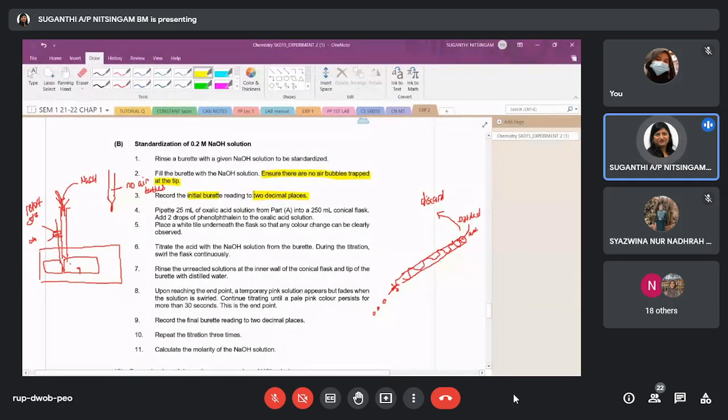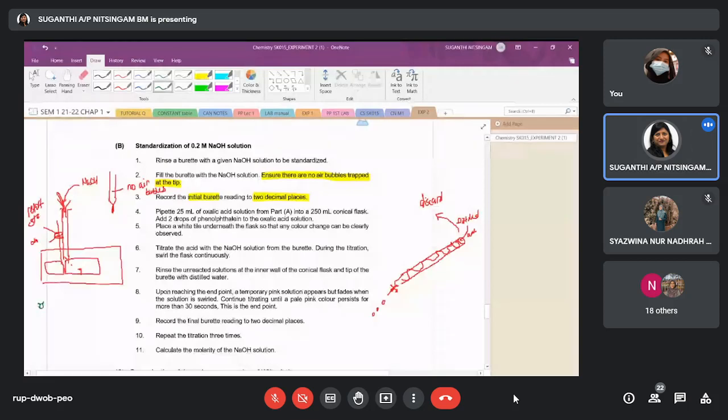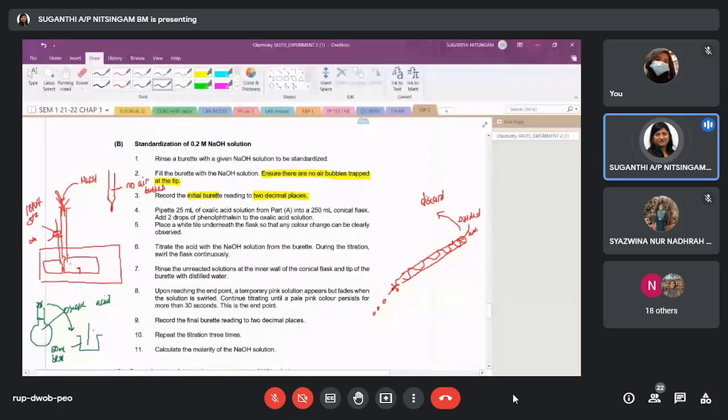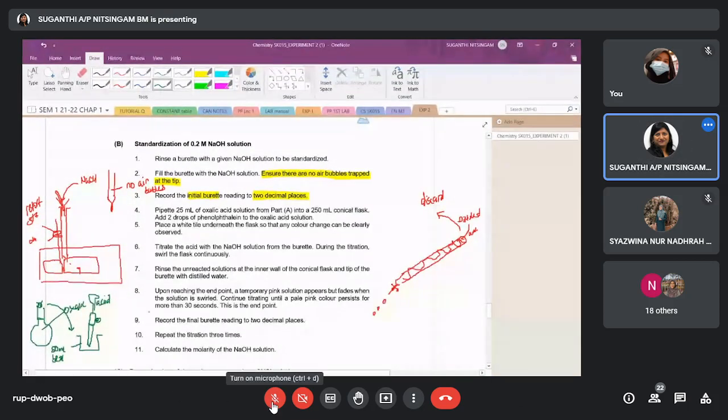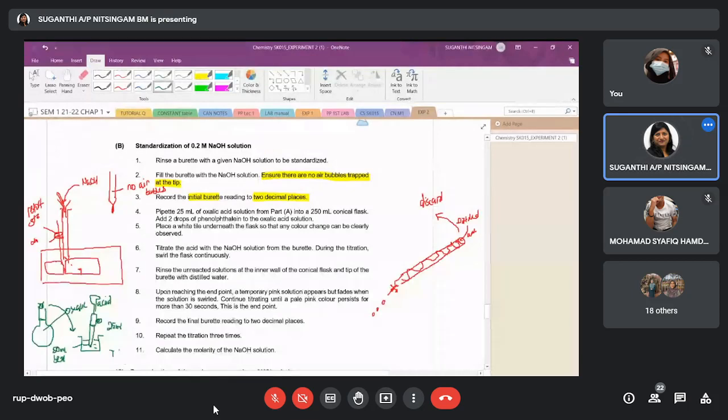Okay, next comes the pipette. Remember, you have prepared the oxalic acid earlier, right? You have oxalic acid in here. What you must do is pour the oxalic acid into a beaker, a 50 ml beaker. You will use a pipette. Have you used a pipette in school? Yes, madam. Very good. Okay. So this is the pipette. You will pipette the solution. You must take 25 ml. 25 ml. You will put it into the conical flask. This is the conical flask.